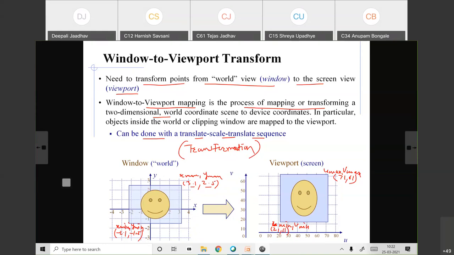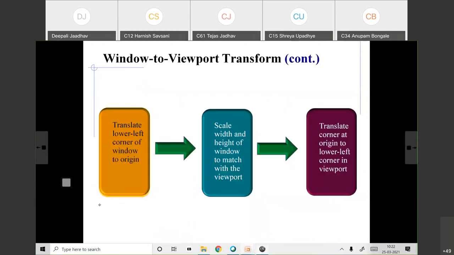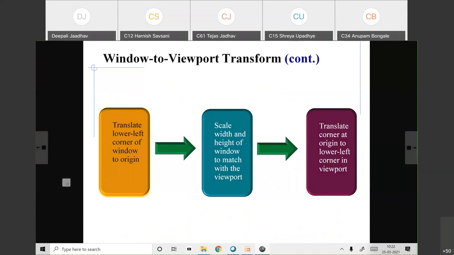Now, how does this process actually work? How can we transform this word coordinate to the device coordinate or to the viewport coordinate? We are going to see in detail with the steps. Translate, scale, translate. So first is translate, the same as we have seen in 2D. Translate the lower left corner of the window to the origin. Suppose this is the original window, we are going to transform it to the viewport. So first translate the lower left corner of the window to the origin. So translate it here. Whatever the X min, Y min, what we need to do? Minus, minus. So it is translated to the origin.